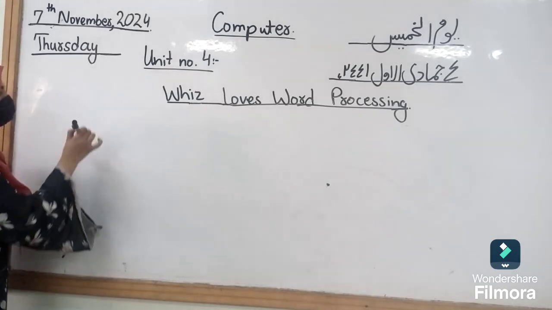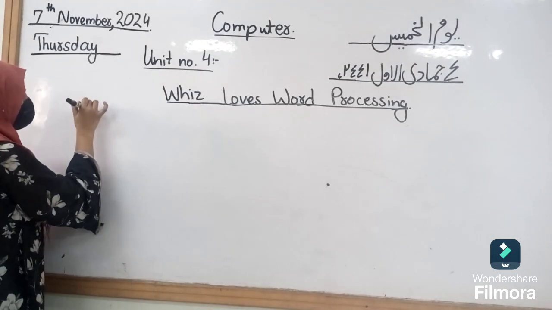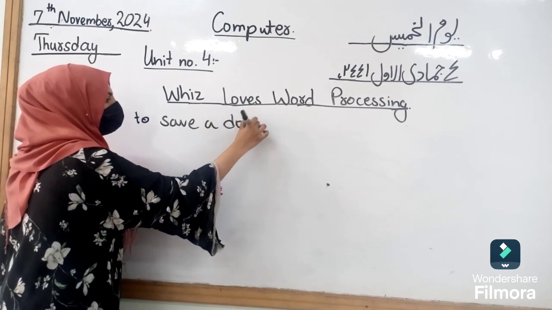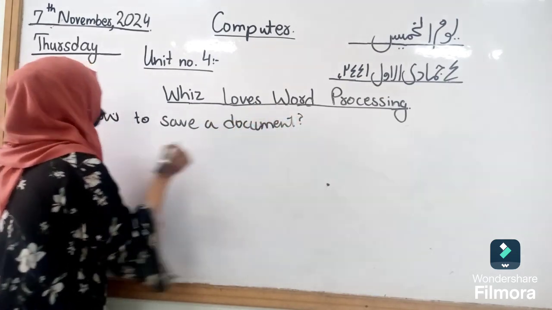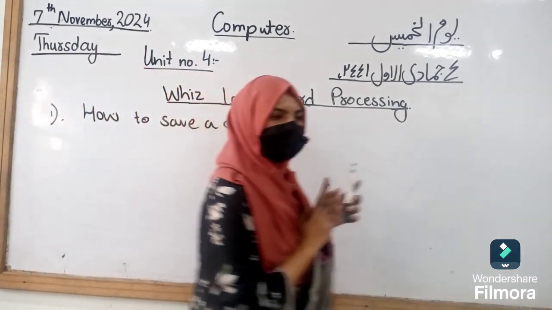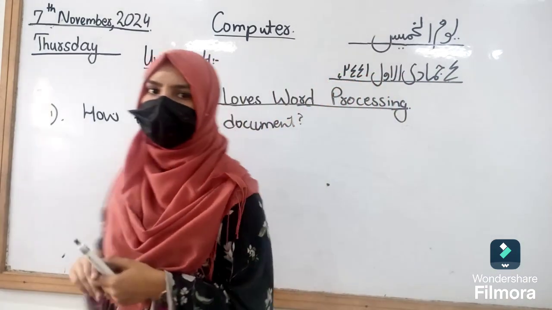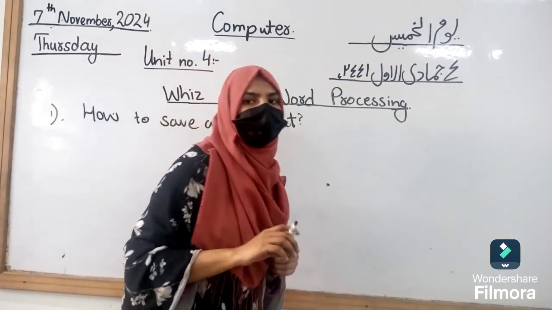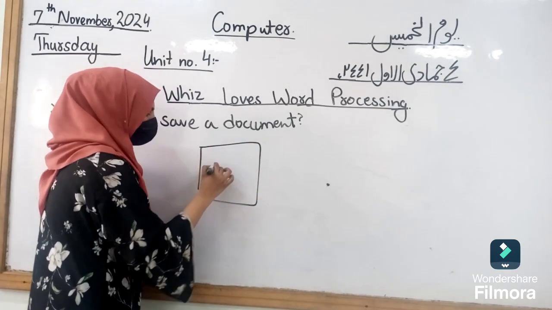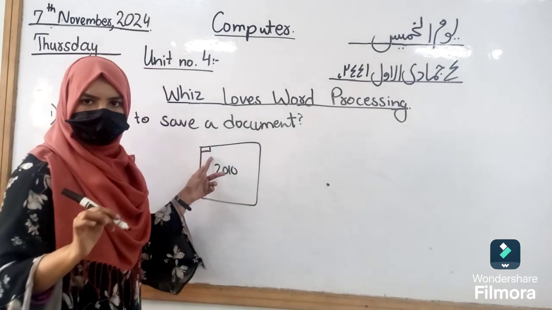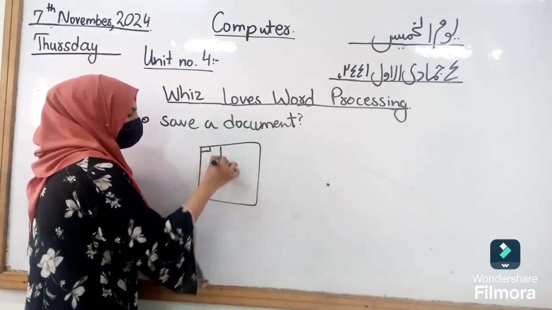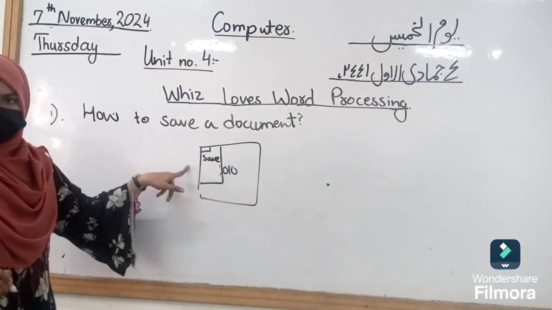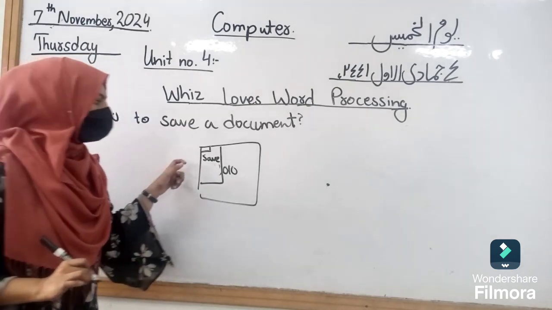Okay, Asma, tell us how to save a document. Yes, very good. Clap for Asma. So Asma told us that in order to save a document in Microsoft Word 2010, you need to go to the File tab. When you click on the File tab, a menu screen will appear, and there it is written as Save or Save As. So you need to click on Save or Save As.